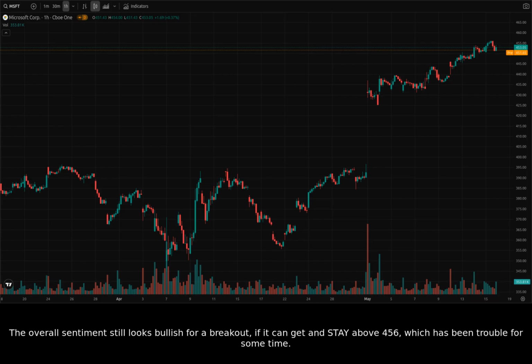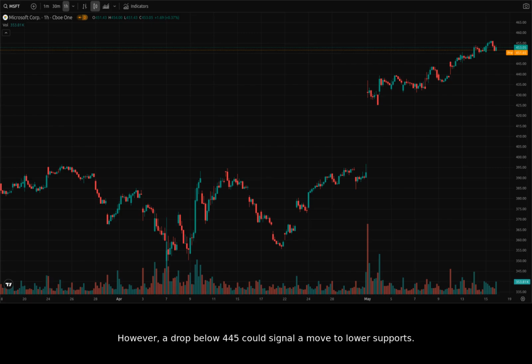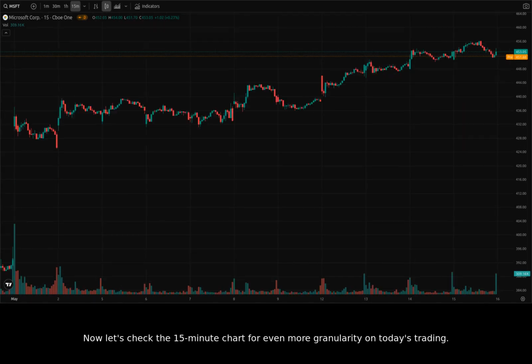The overall sentiment still looks bullish for a breakout if it can get and stay above 456, which has been trouble for some time. However, a drop below 445 could signal a move to lower supports. Now let's check the 15-minute chart for even more granularity on today's trading.